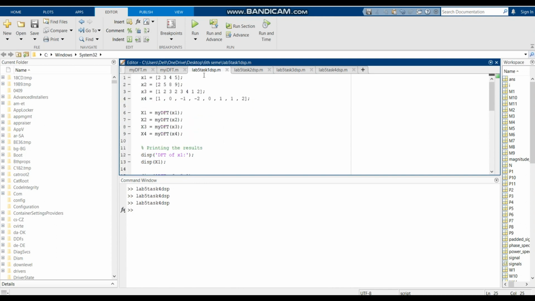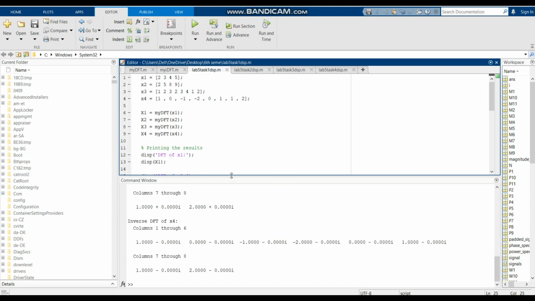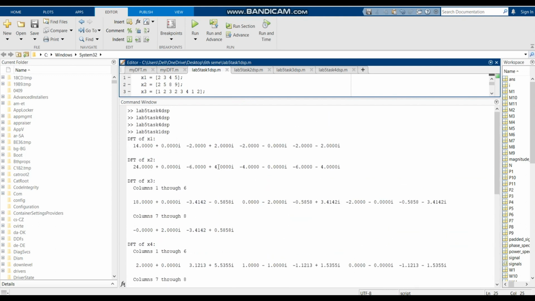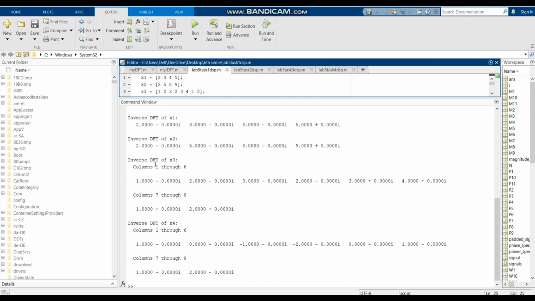Now, by running this code, here we can see the output that prints the DFT results and the inverse sequences to the command window for inspection. This code demonstrates the functionality of custom DFT and IDFT functions by transforming signals into frequency domain and then back to the time domain, maintaining signal integrity. So here we can see the discrete Fourier transform of the above signals, whereas the inverse DFT represents the original signals converted back into time domain.